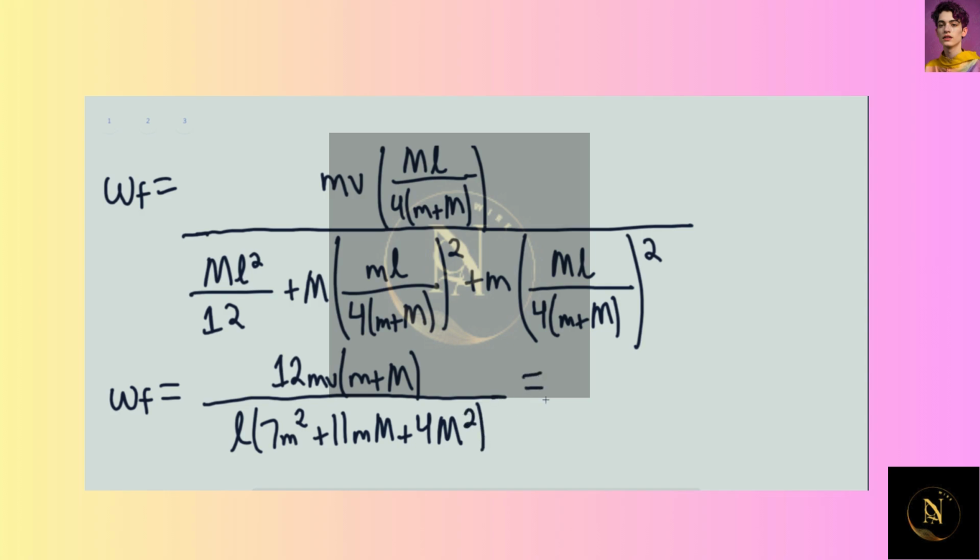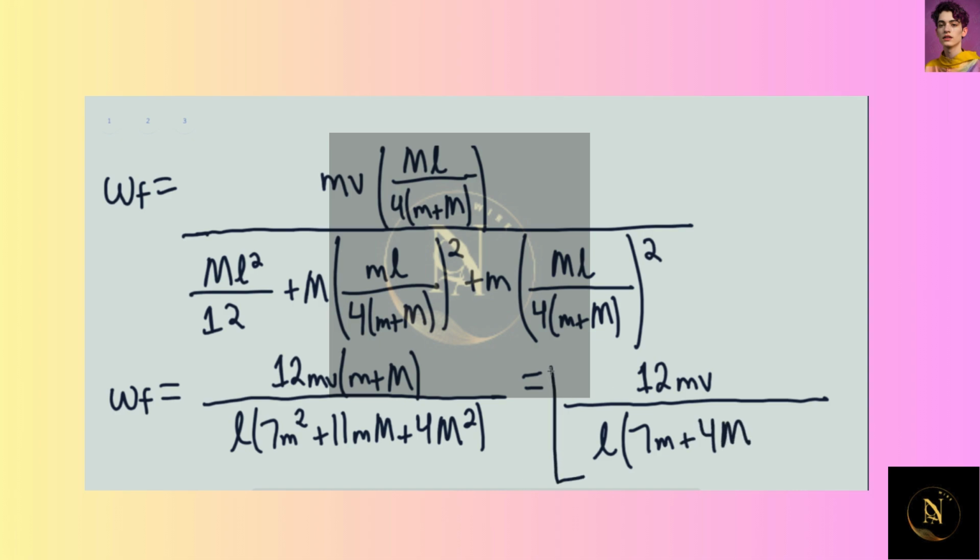And we can simplify further. This would be 12 times m times v divided by the length of the rod times 7 times the mass of the clay plus 4 times the mass of the rod. This would be our final answer for the final angular velocity.